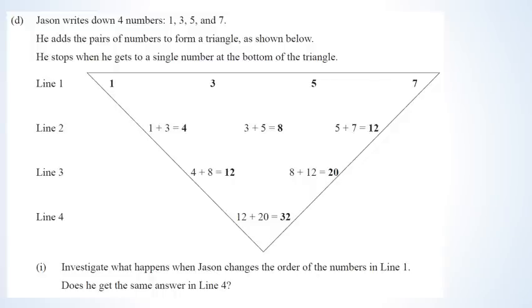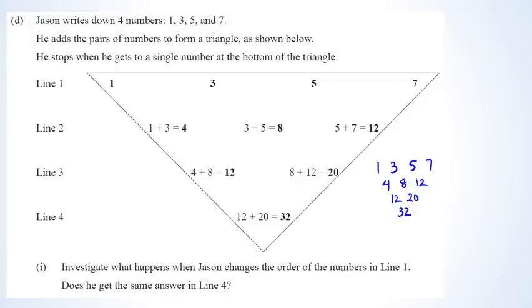To look at it in a simpler way, I know this triangle looks like this, but all they've done is they've written 4 numbers. They've added 1 and 3 to get 4, 3 and 5 to get 8, 5 and 7 to get 12, then 4 and 8 to get 12, 8 and 12 is 20, 12 and 12 is 24... 12 and 22 is 32. So all they're asking is to investigate what happens when Jason changes the order of the numbers in line 1.